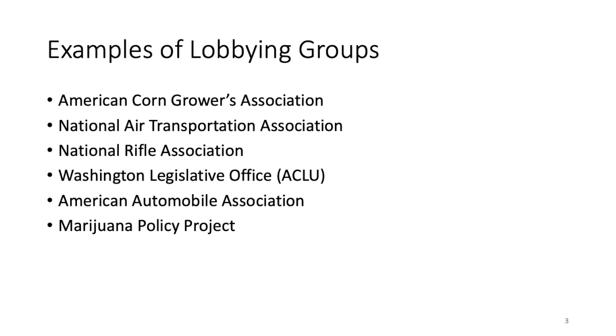Then we have the National Air Transportation Association. This is a lobbying group that's been around for a while, and it really focuses on legislation that may affect air travel, airplanes, things like that. Now, all of these different airlines, Delta, American, United, may have their own individual lobbyists, but they're all probably members of the National Air Transportation Association, and so that one individual lobbying group can kind of speak for everybody.